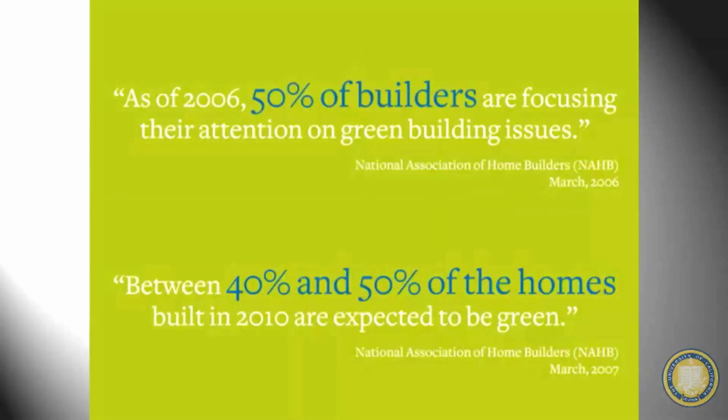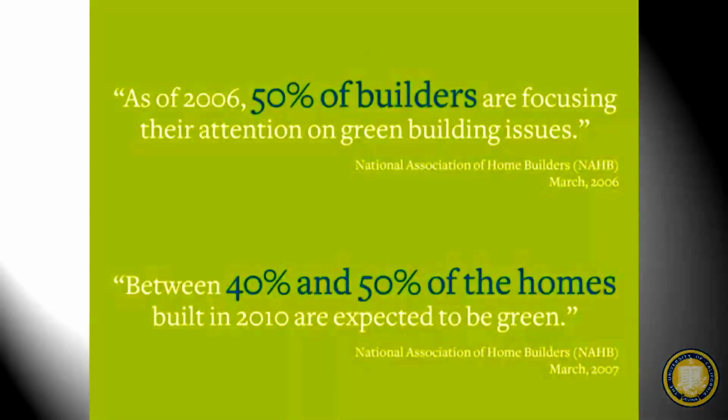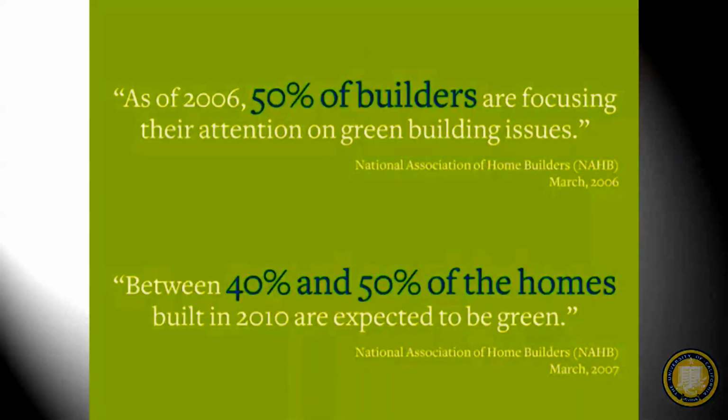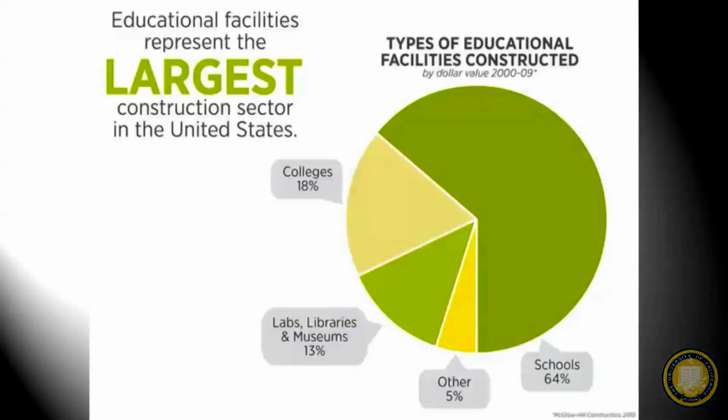So another example of how the industry is moving, this is for green homes. As of 2006, they say 50% of builders are focusing their attention on green building issues. Between 40 and 50 of the homes built in 2010 are expected to be green. That's the National Association of Home Builders.